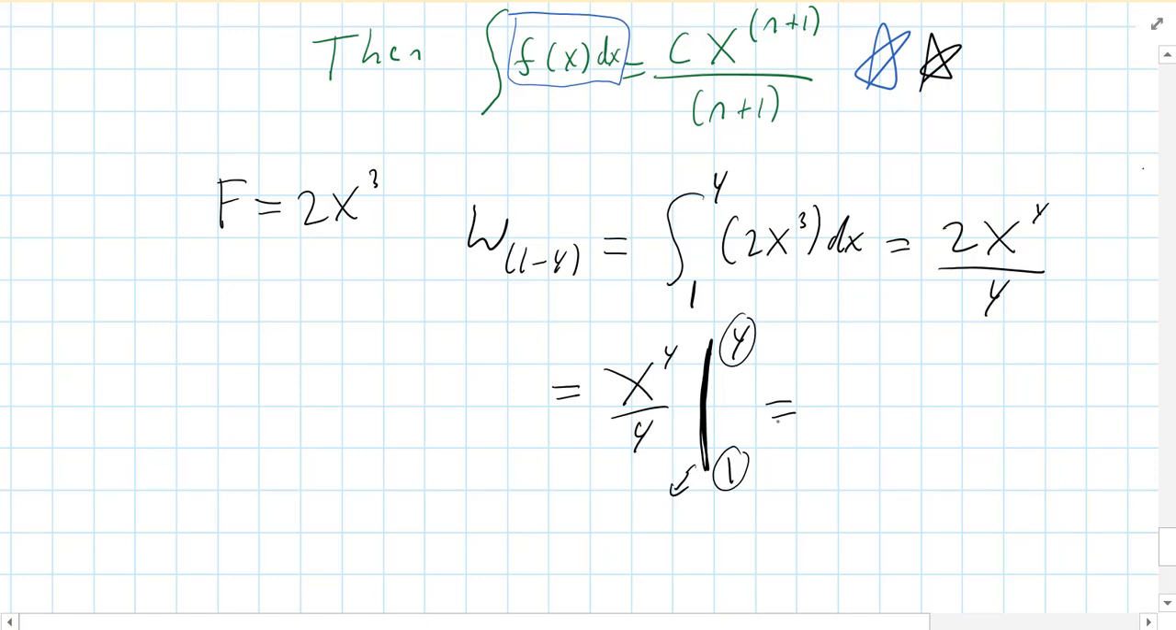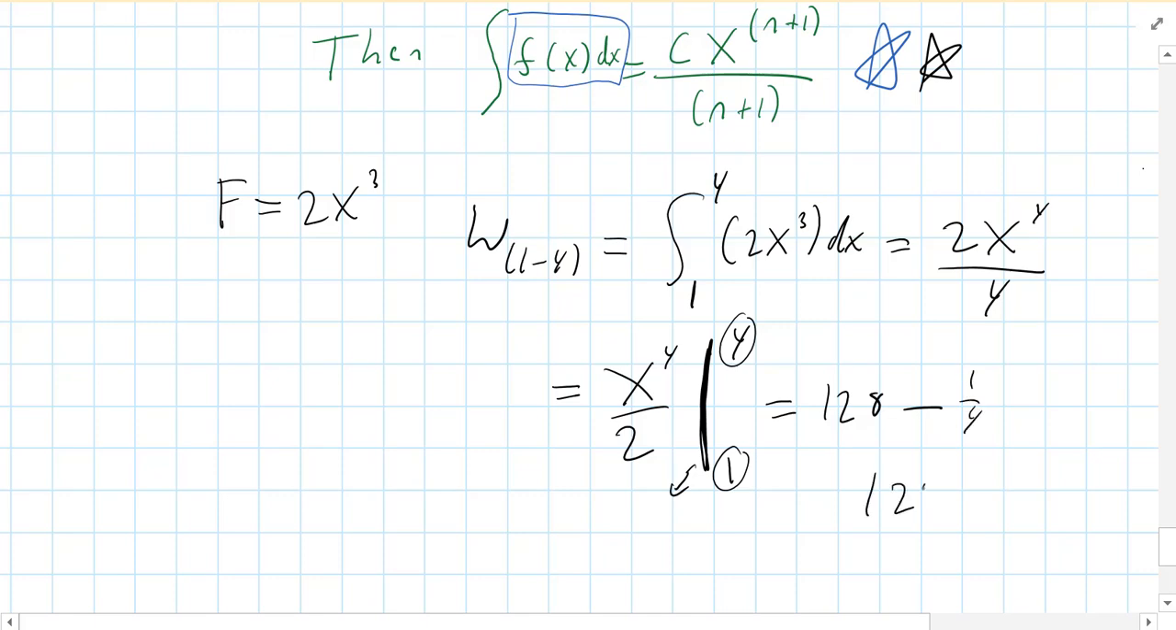All right, so if we plug in 4, 4 to the fourth over 2, sorry, I made a math error there. This would be 4 times 4 times 4 times 4 divided by 2. It's getting to be a pretty big number, right? So I get 128 minus, and then I plug the 1 in. 1 to the fourth over 2 is minus a half.